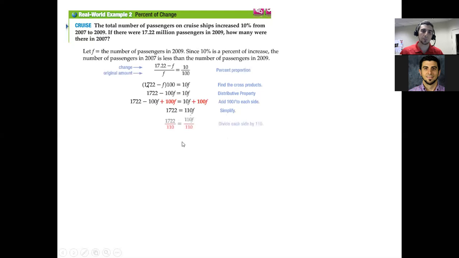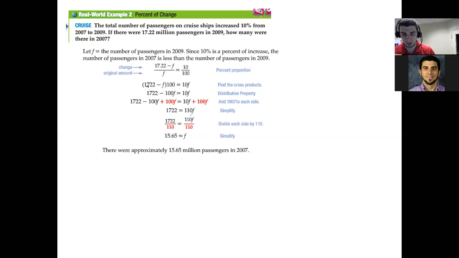Divide by 110. And you get F equals 15.65, which makes sense because remember, it was a 10% increase from 2007 to 2009. We know the amount in 2009 is 17.22, so the amount in 2007 should be less than that. And since it was only a 10% increase, it shouldn't be a whole lot less. And so 15.65 makes sense. Now, in the context of the problem, what does that mean? That means there were approximately 15.65 million passengers in 2007.